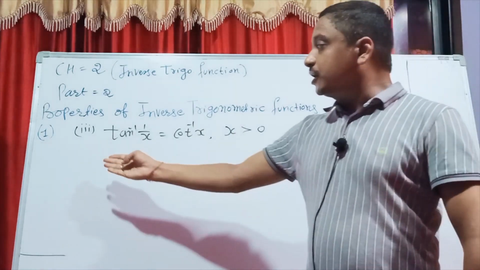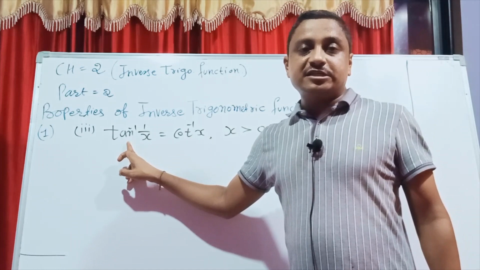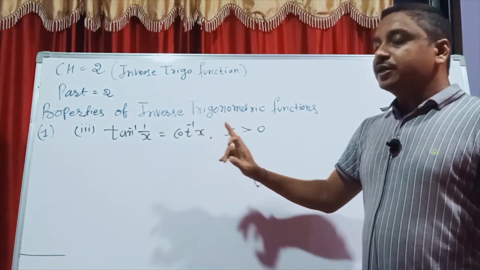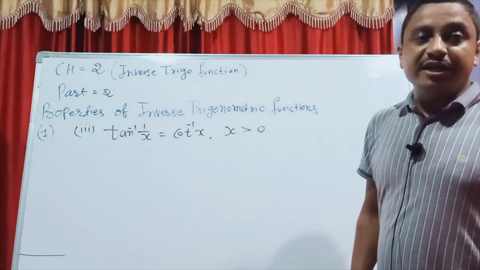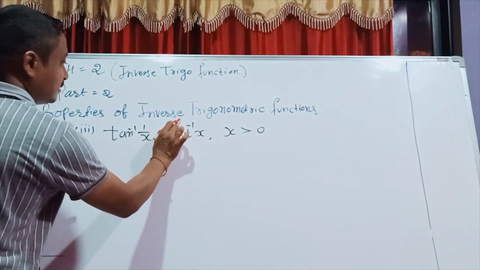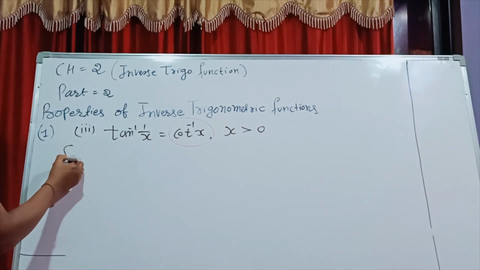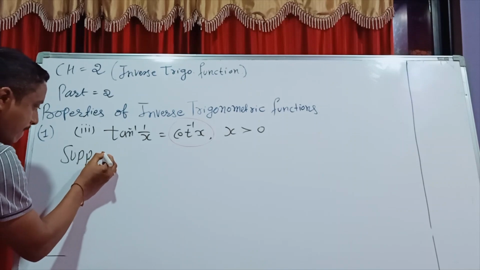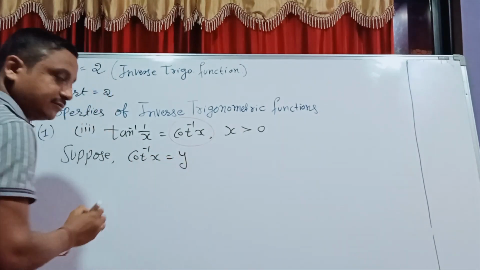Now continue, students. It is the third part of the first property: tan inverse 1 upon x is equal to cot inverse x, where the condition is x greater than 0. It's very easy, students. I also start from the RHS. So suppose cot inverse x is equal to y.